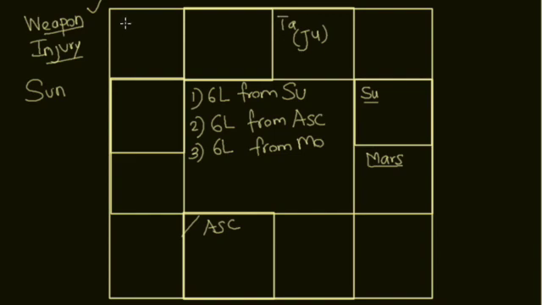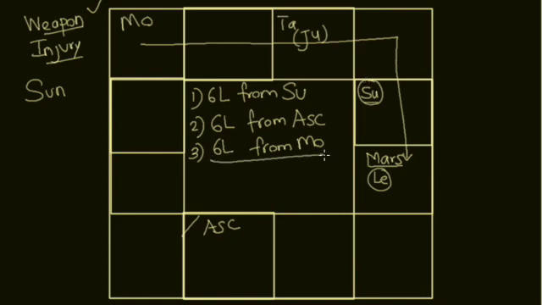Then the sixth Lord from Moon. So let's say Moon is in Pisces. So count six from Moon. So it is going to be here, Leo. And Lord of Leo is Sun. Sun is here in Cancer. So transit of Sun over its own point is going to bring injury to the native.